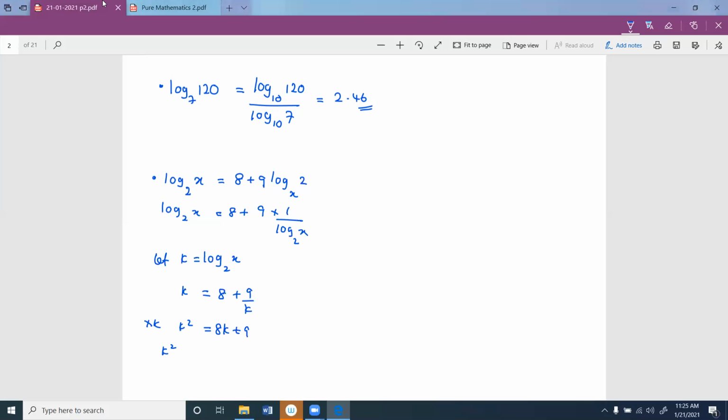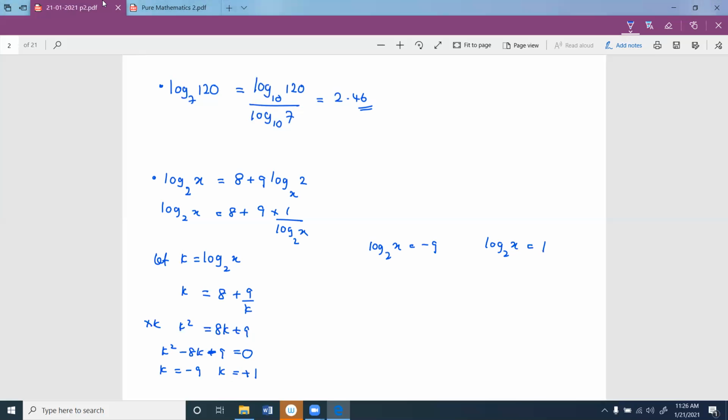Bring all the terms to one side. k squared minus 8k minus 9 equals 0. From here, you can get the answers for k. You can use a formula to get it, or you can factorize: minus 9 and plus 1, sorry, it's minus 9 and plus 1. Then k is log 2x. So log 2x equals 9, and the other one is log 2x equals minus 1.